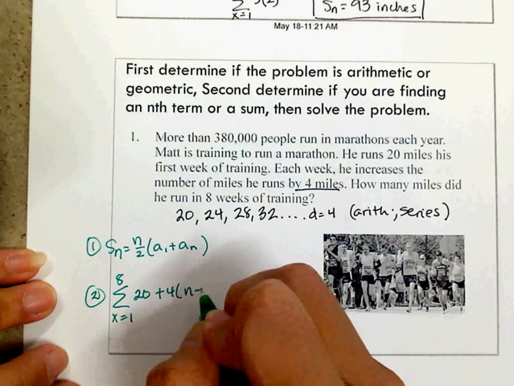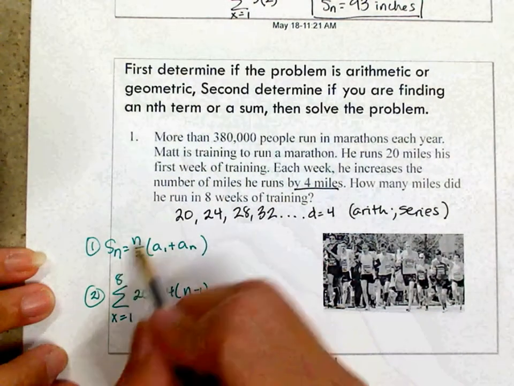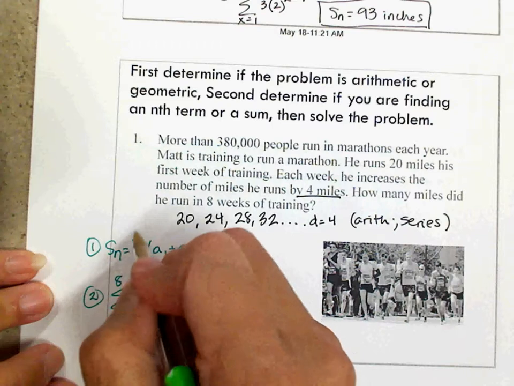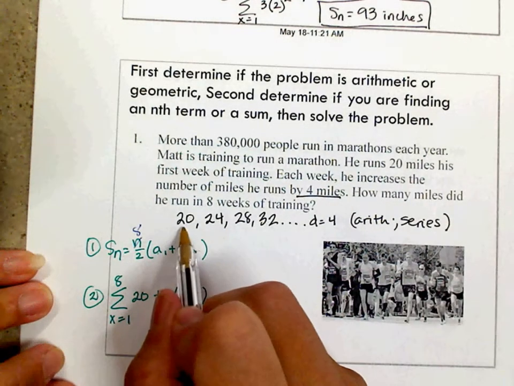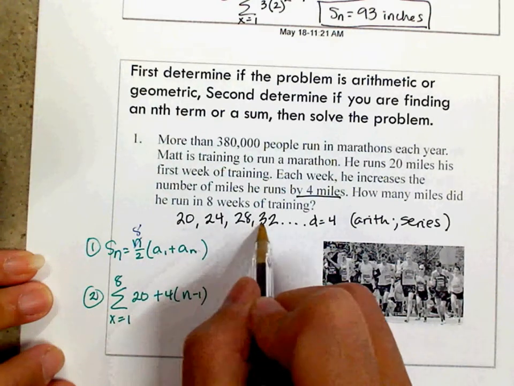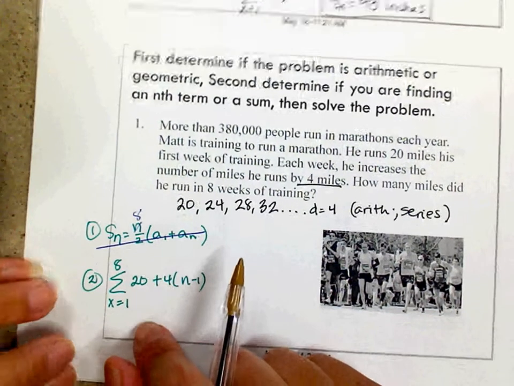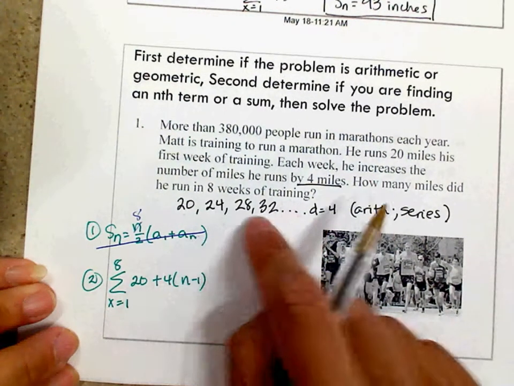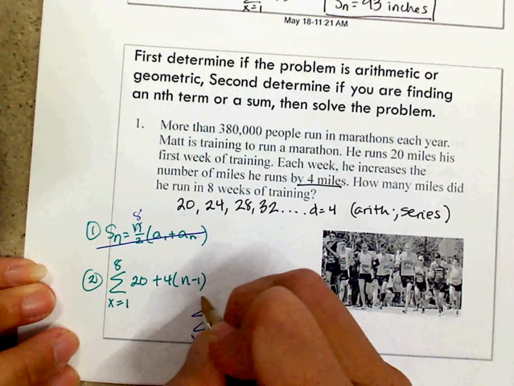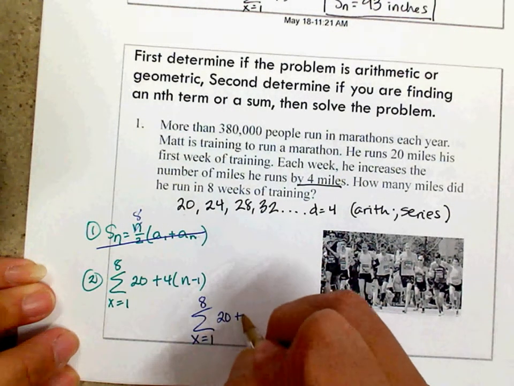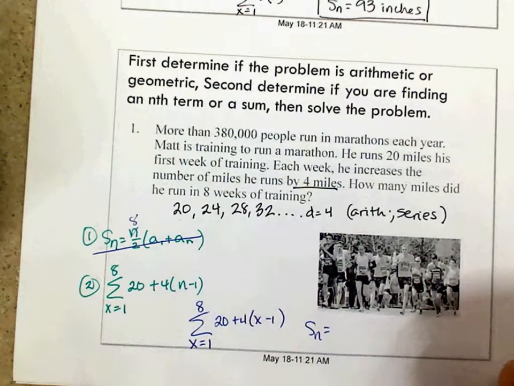All right, so let's see. I know my n is 8. First term is 20. Do you know your last term? Looking at this, I only have first, second, third, and fourth. I don't have a last term, so I'm not going to use this one. I'm going to use this formula instead, because this one requires me to do extra work, and I don't want to. All right, so sigma, starting first week, he's going to go 8 weeks, starting at 20, increasing by 4, x minus 1. So in 8 weeks, he has run how much?